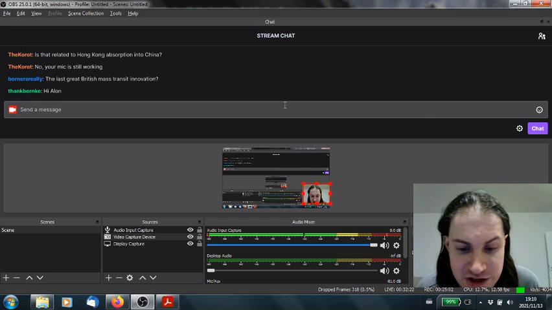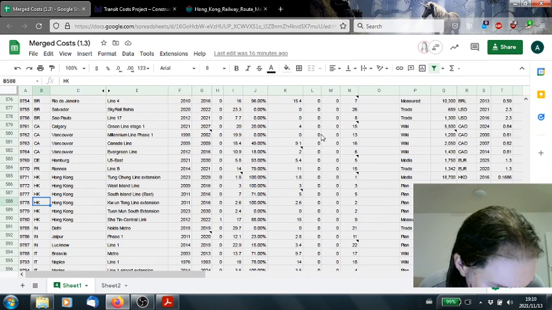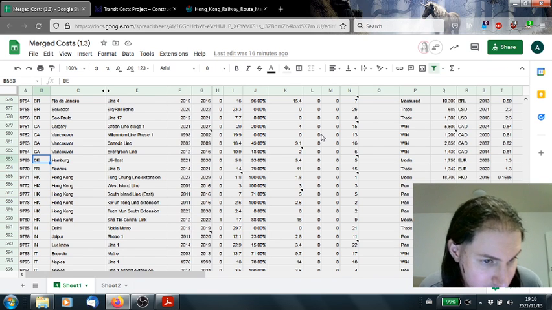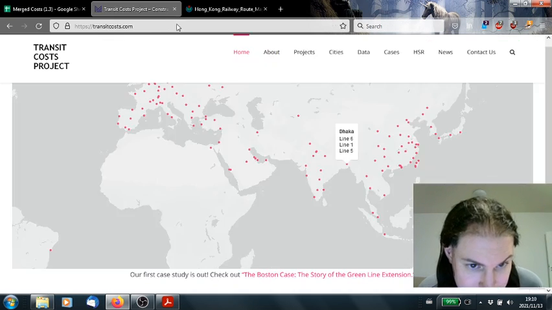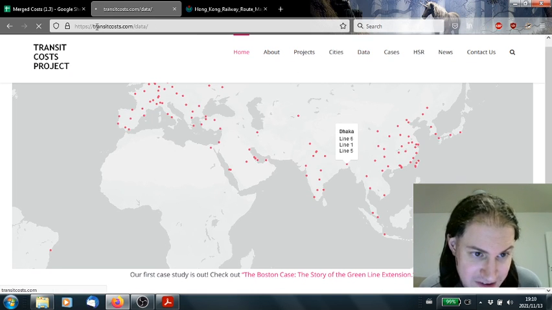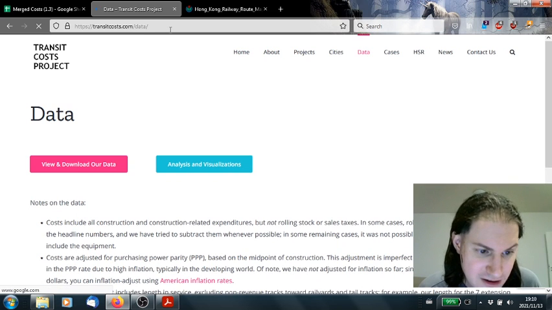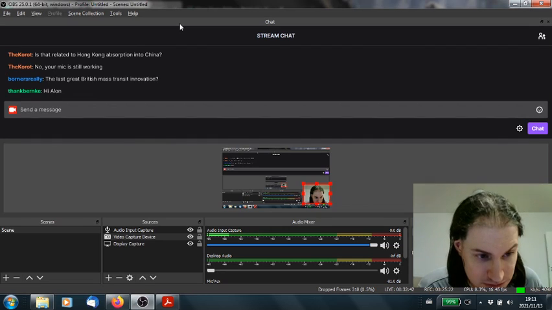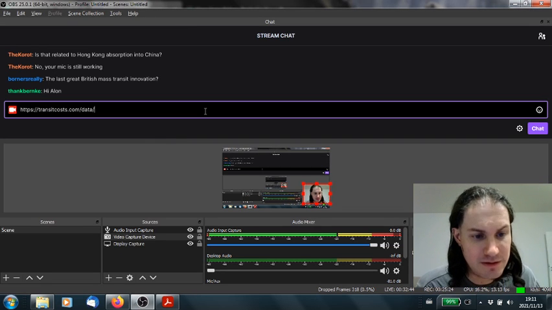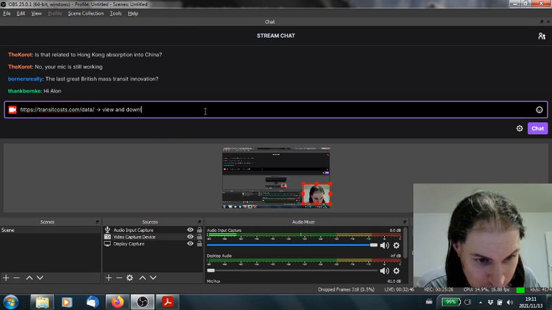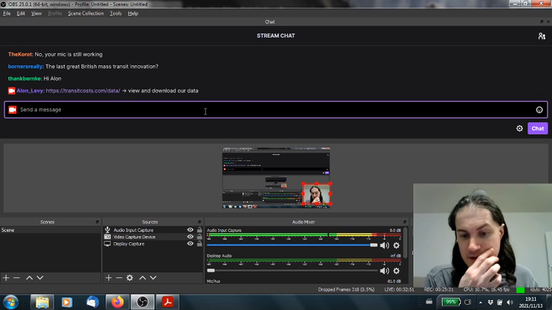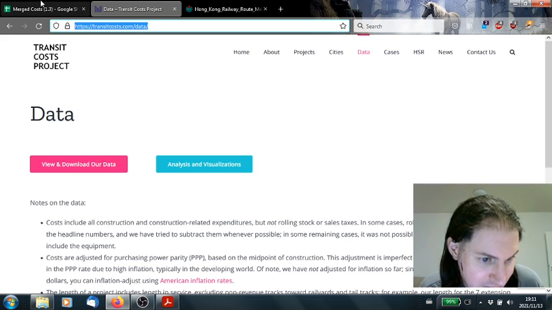For example, the Nordic countries actually have pretty similar construction costs. I'm going to start hunting for all of them here, because they're not going to be adjacent to each other. But go on this database. The way you do it is you click on data, so you go to transitcosts.com/data, and then view and download our data. And when you do that, you can just play with this yourself.